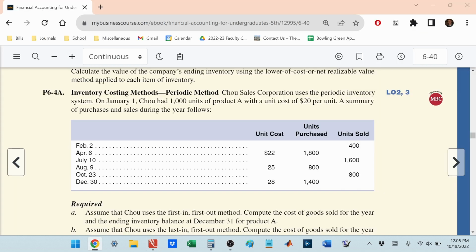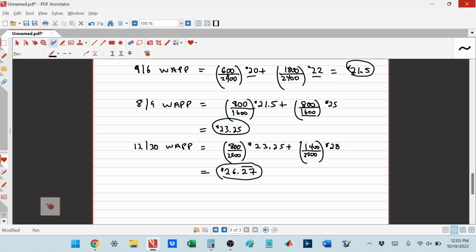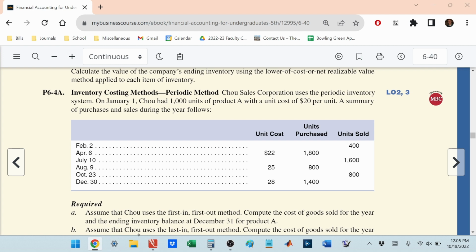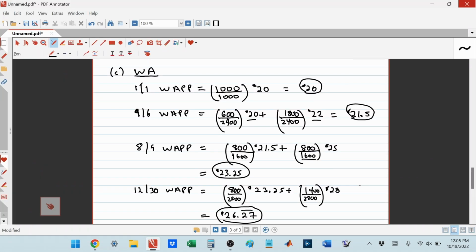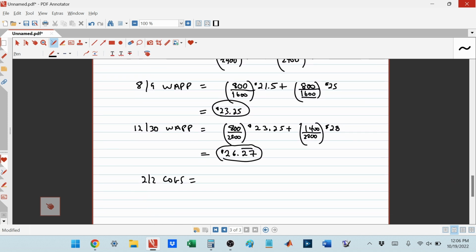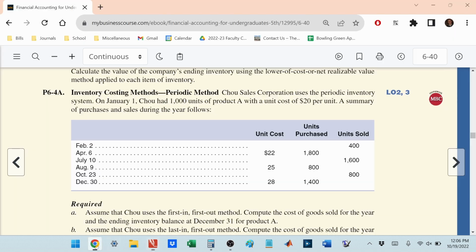But again, as we did with LIFO, since we're using the perpetual system, we have to go sale by sale. So first, the February 2nd sale. Those 400 we sold on February 2nd, we assume were purchased for the most recent weighted average purchase price. So as of February 2nd, the most recent one we've computed looking back in time was this one, on January 1st. So these 400 units that we sold on February 2nd, we assume we purchased for 20 bucks. So we would assign $8,000 cost of goods sold to those.